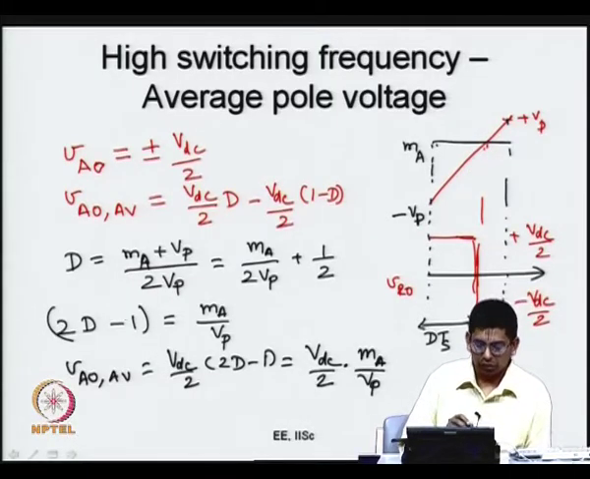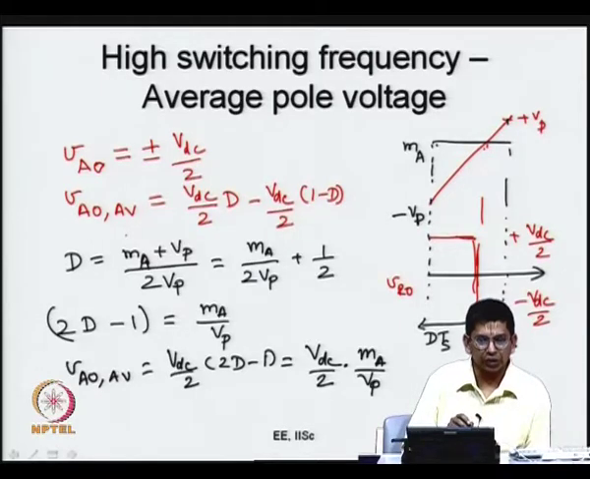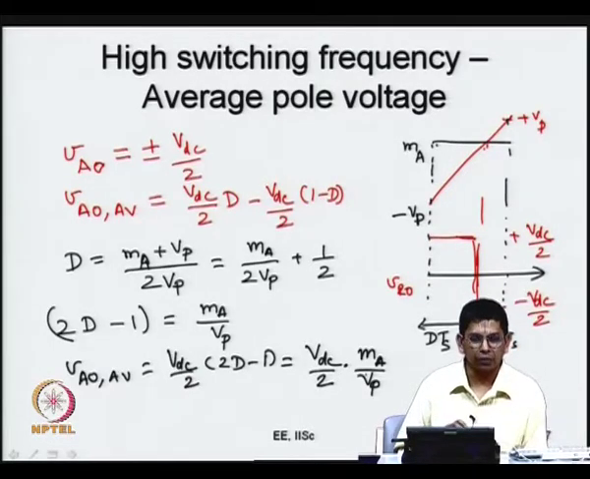And once again, you know that these two are related like that. Here the duty ratio is expressed in terms of MA, and MA in terms of duty ratio. So, what you get is VAO average expressed in terms of MA and Vp now. So, you can say the average pole voltage is VDC by 2 times 2D minus 1, or it is VDC by 2 times MA upon Vp in terms of the modulating signal now.